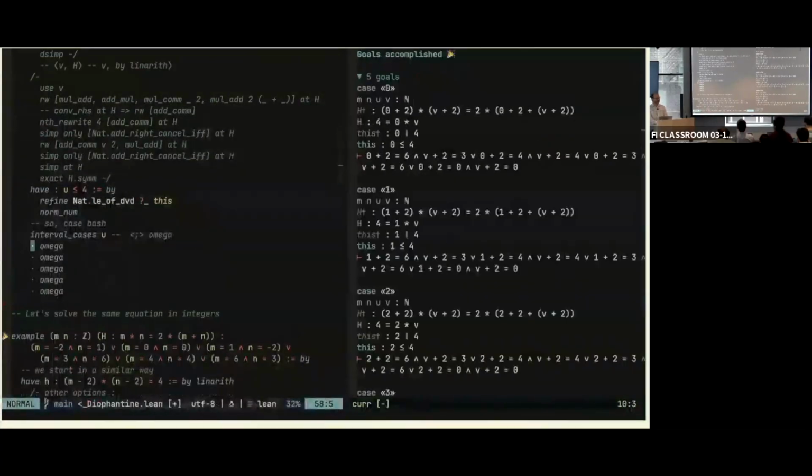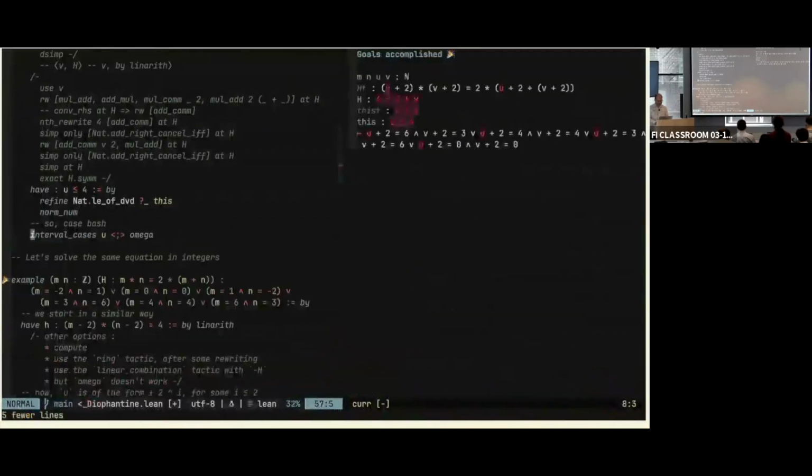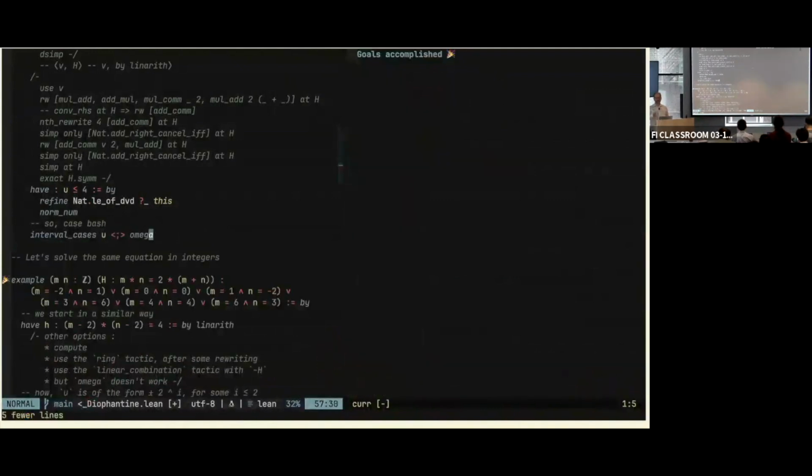So I have this 5 omega, and there is a syntactic way of saying do the same stuff in each of the cases, which is angle bracket, semicolon. It's not a semicolon, it's an inferior superior. And then you have omega. Okay, so that's Hazel's proof.